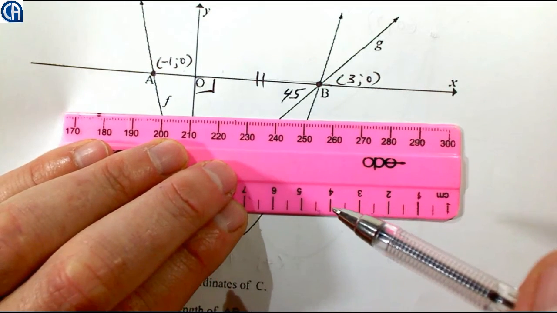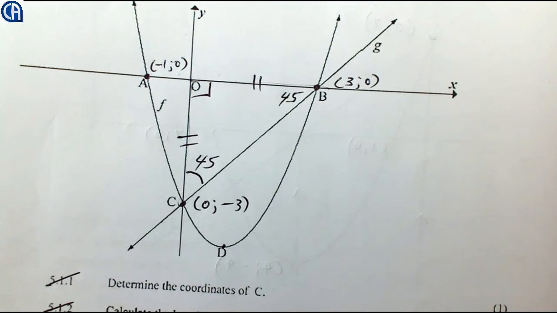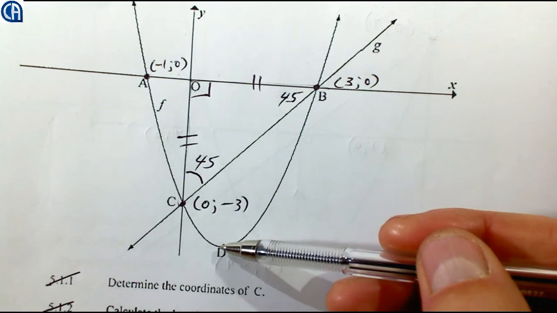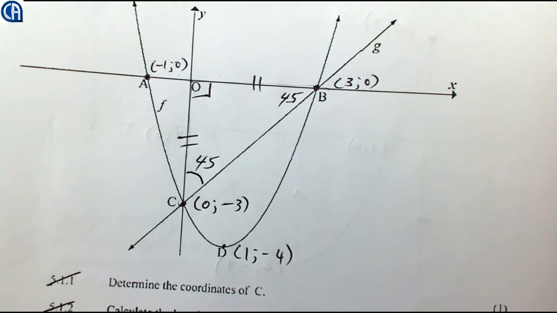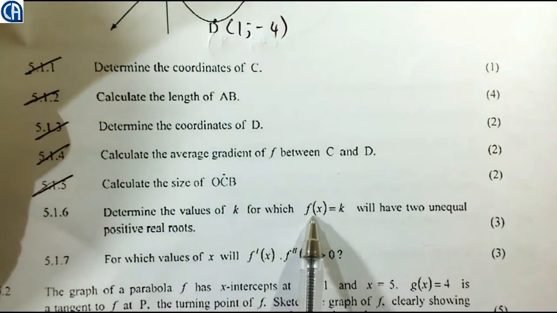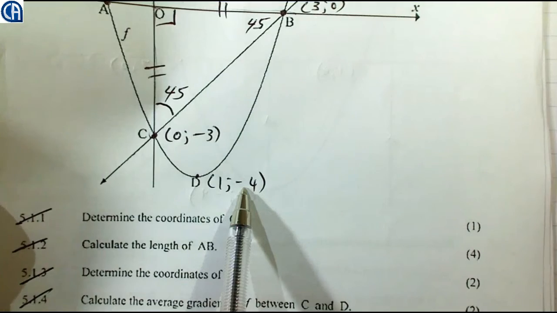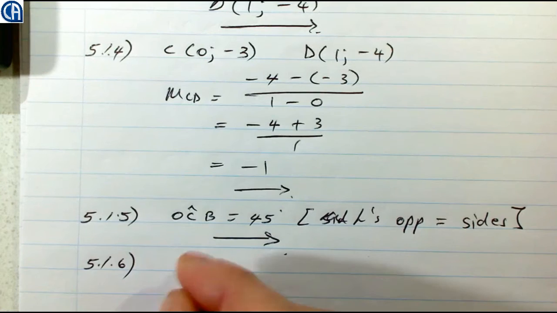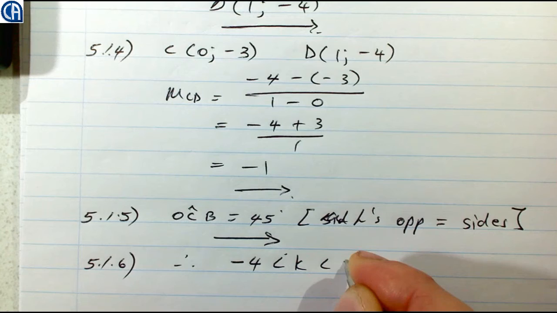So I can't move my ruler beyond point C, because from C upwards, the one x value is negative and the other x value is positive. So it's got to be between C and D. So I think D was (1, -4). So therefore the value of k, you look at the y values, because remember f(x) is y, so where y equals k, the y value there is -4 and the y value there is -3. So therefore k must be between -4 and -3.